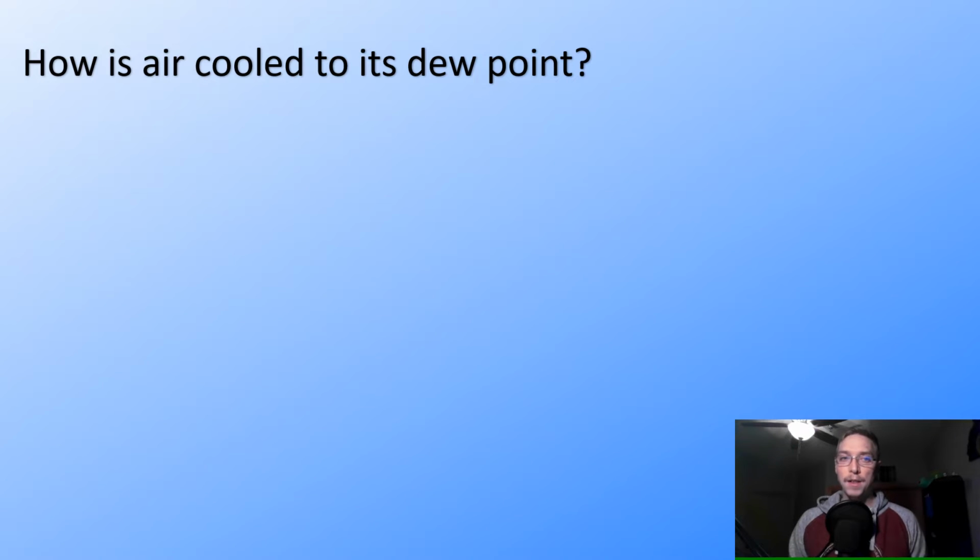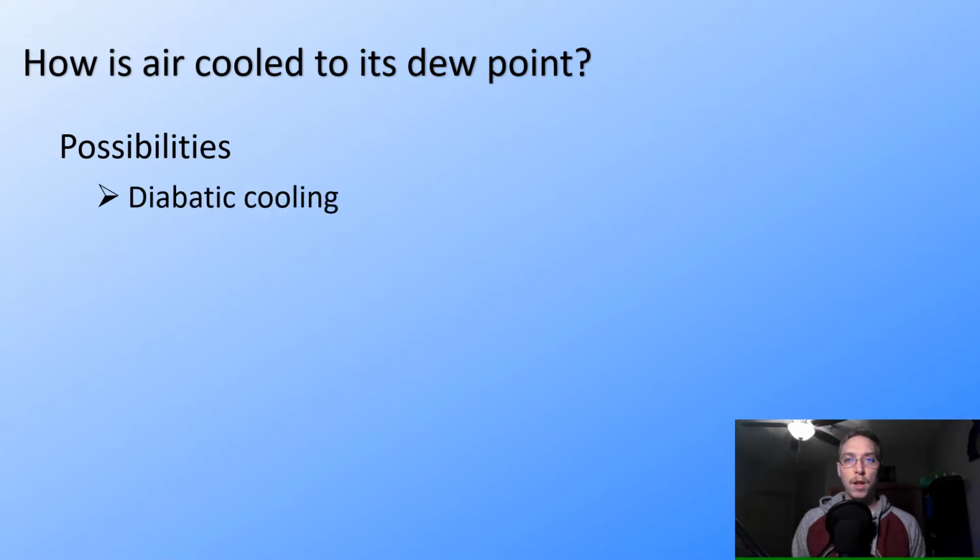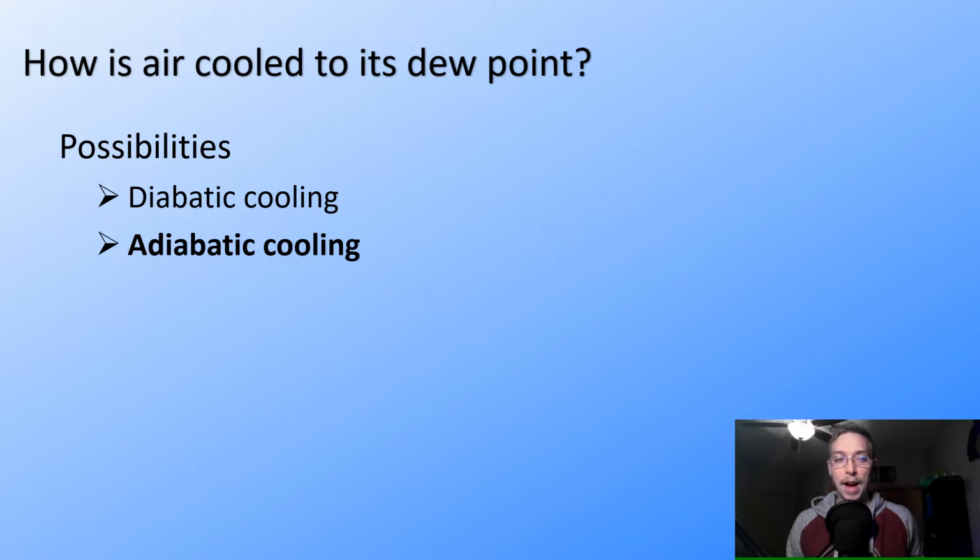So we talked about in the last lecture, how is air cooled to its dew point? There were two different possibilities. We had diabatic cooling and adiabatic cooling. Diabatic processes were any temperature change not related to the vertical displacement of air. So things like changes in the warmth and moisture within water or land and how those interacting air parcels would cool as a result or warm as a result and mix.